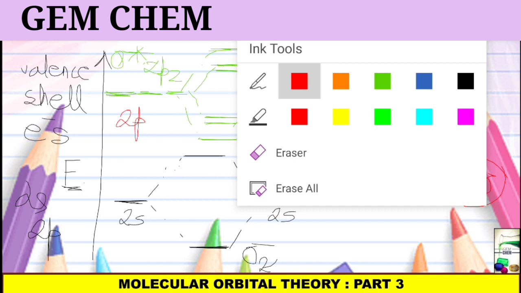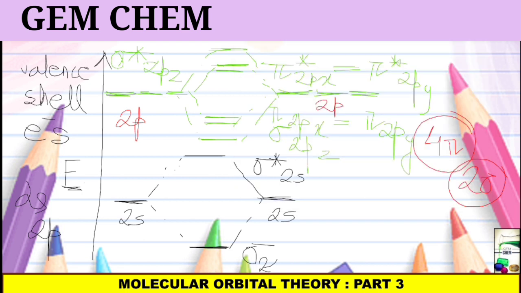Now we will fill up the electrons. So if you consider electrons, then 2s has 2 electrons for a single oxygen, right? So here are 2 electrons. Similarly, 2p has 4 electrons. So 1, 2, 3, 4. Now we will put it in the MO. So for this 1, 2, 3, 4, 1, 2, 3, 4, 5, 6, 7 and 8.